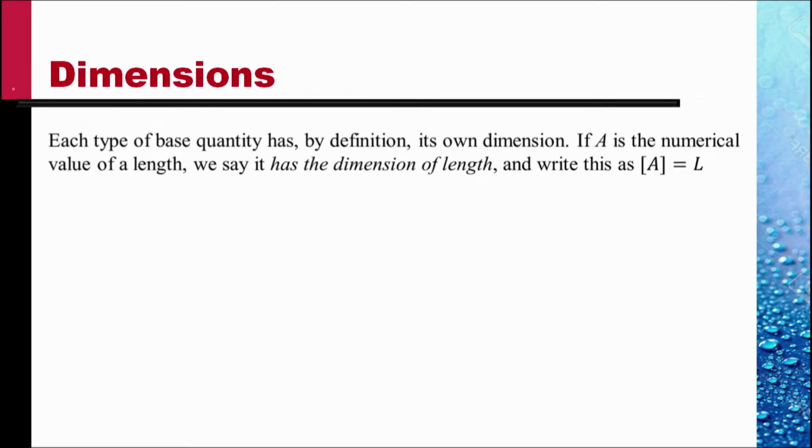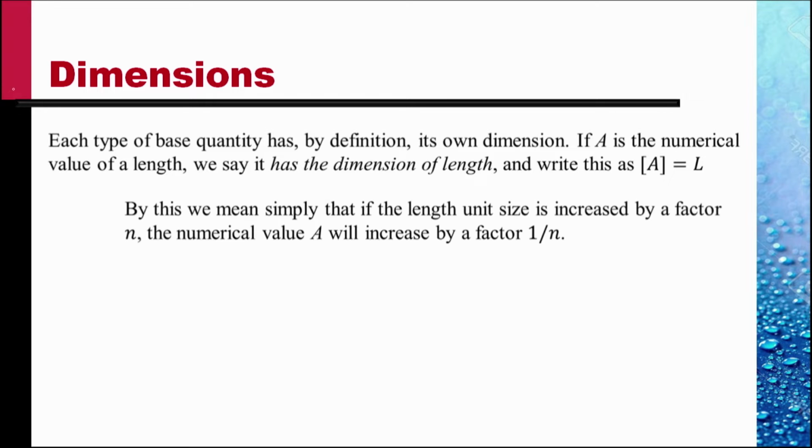Each type of base quantity has, by definition, its own dimension. If A is the numerical value of length, we say it has a dimension of length, and we write A in square brackets equal to L and read it as dimensions of A is L. By this we mean simply that if the length unit size is increased by a factor n, the numerical value A will decrease by a factor 1 divided by n.